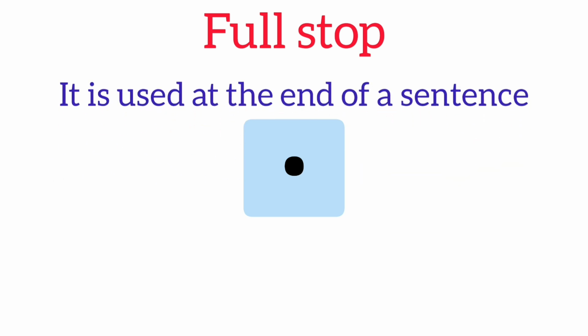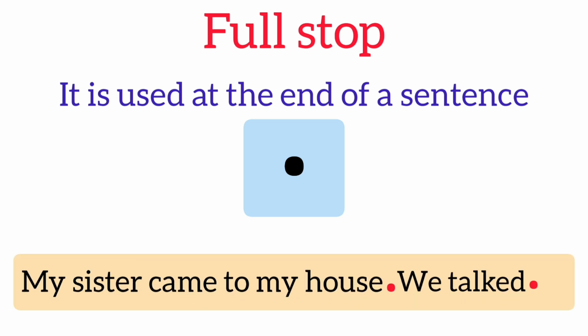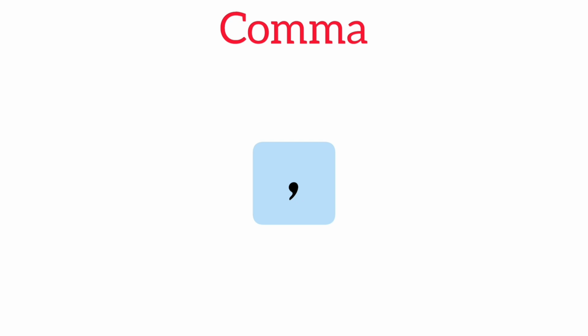First, I want to tell you about full stop. Full stop is used at the end of a sentence. For example, my sister came to my house, full stop. We talked, full stop.